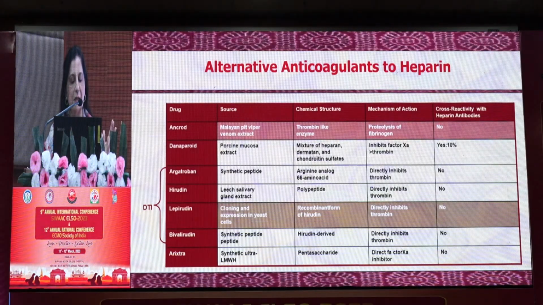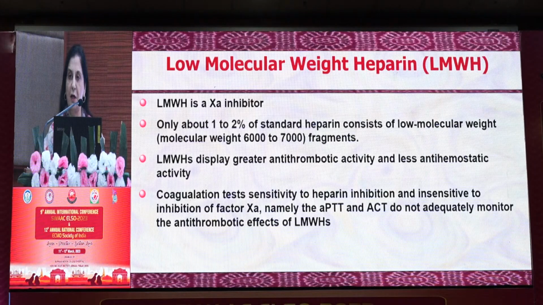Lepirudin, on the other hand, is cloned and expressed in yeast cells, and it is a recombinant hirudin. It has no cross reactivity. Bivalirudin, used most in ECMO in recent times, is a synthetic peptide derived from the hirudin of the leech, but it's synthetic, and it directly inhibits thrombin. And another inhibitor is Arixtra, and that's a 10A inhibitor, not a 2A inhibitor, but a factor 10A inhibitor, which is fondaparinux. So low molecular weight heparin and fondaparinux are the new ones which bring about a lot of changes.